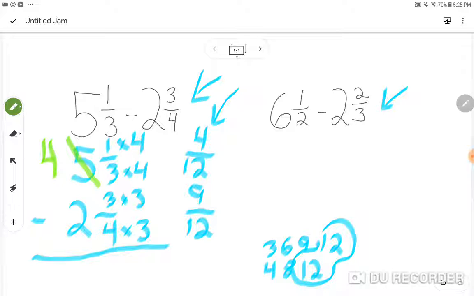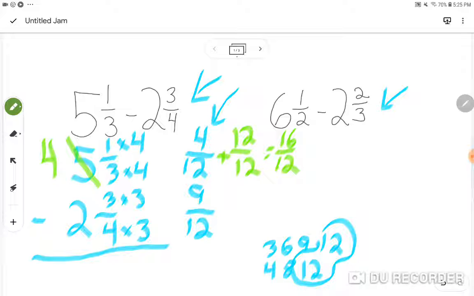Okay? But then you're like, well, what's one whole? What do I do over here? You have to add one whole. But remember, a whole is however many the denominator is. So a whole in this case is 12 twelfths. So now you are going to have enough because remember how you only had 4 twelfths before? Now you have 4 twelfths plus 12 twelfths, which would be 16 twelfths.